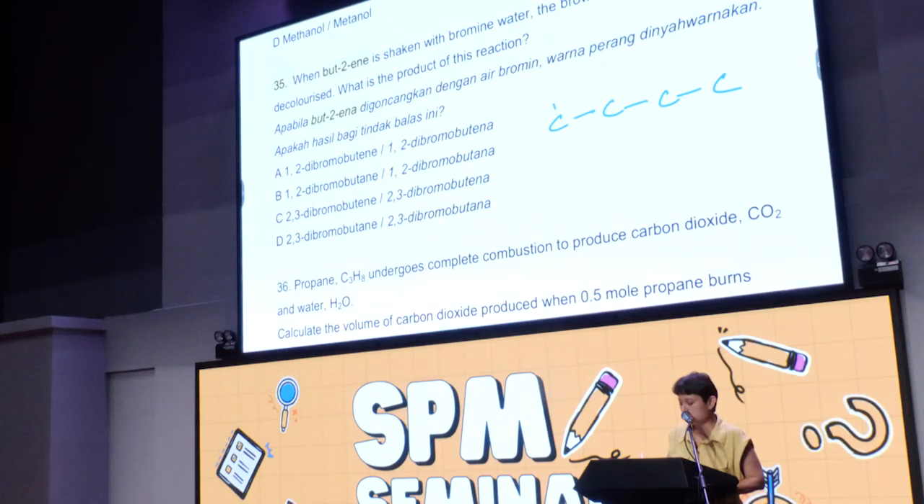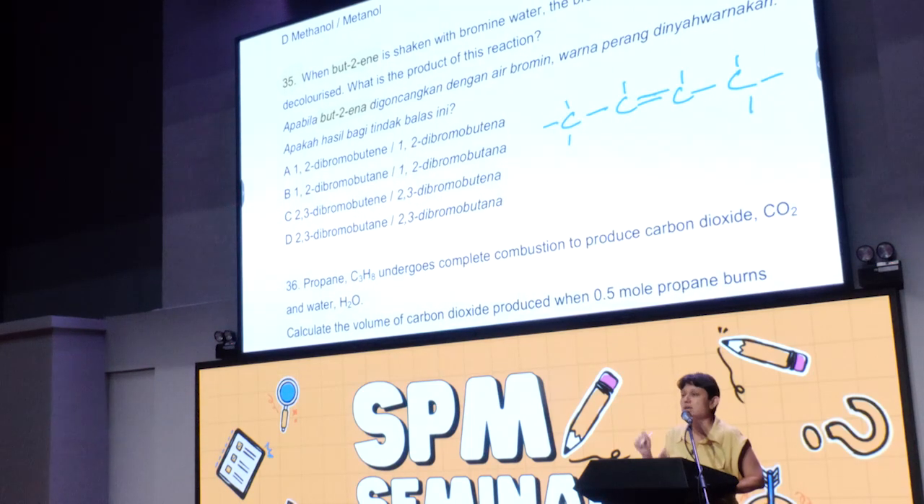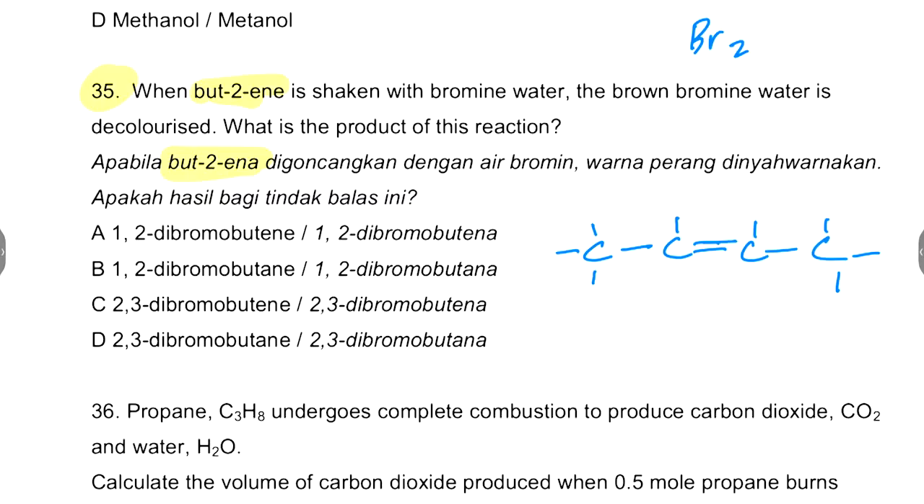Okay. So, but-2-ene means the double bond is here. Apabila saya tambahkan bromin, hanya boleh ditambahkan di tempat ada ikatan dubel. You can only add it to the double bond. So if you put 1, 2, it's wrong. Molecule apa boleh bentukkan ini? If you want 1, 2, it must be but-1-ene. But-1-ene, then you get 1, 2. But-2-ene, tak boleh.